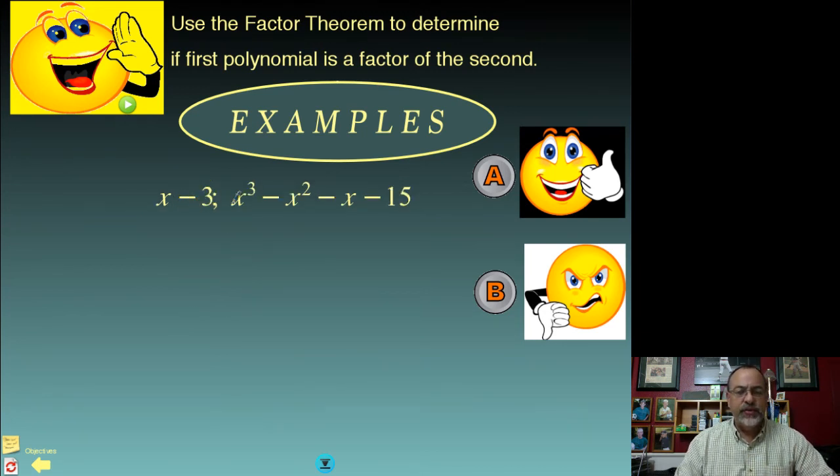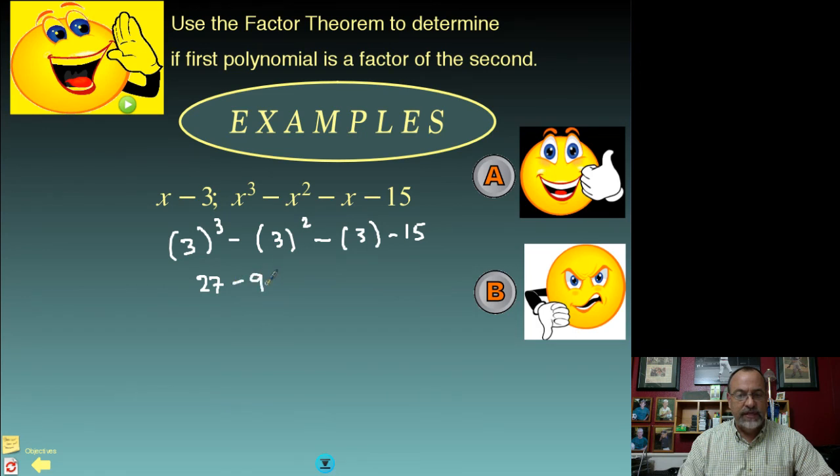So is x minus 3 a factor of x cubed minus x squared minus x minus 15? Again, I can take the k value here, which is 3, substitute it into the expression, and as I simplify it, whatever value I get will be the remainder when I go to do the division. So 3 cubed is 27. 3 squared is 9 times a negative 1, that's negative 9, minus 3 minus 15. So this is 27, and then negative 9 and negative 3 is negative 12, and negative 15 is negative 27. I add those together, I get 0.